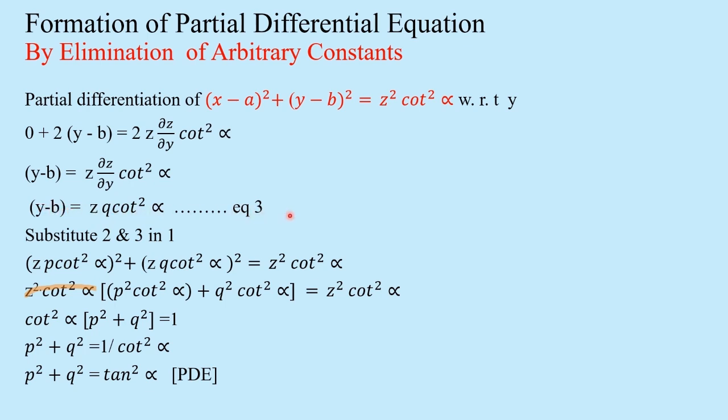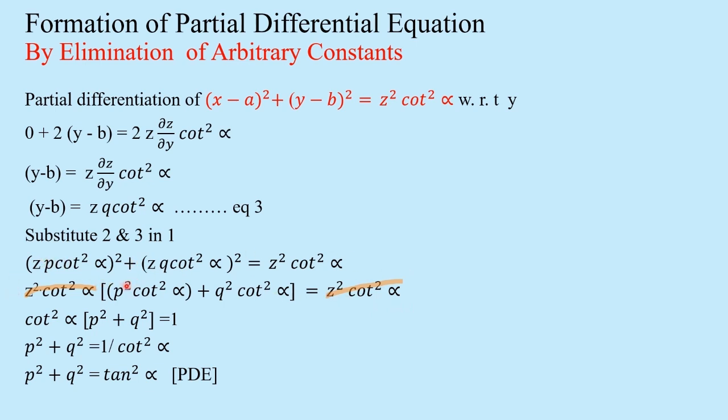This dou z by dou y we can replace by q. Now this equation we will call equation 3. So z square cot square alpha is common, so we'll take z square cot square alpha out. So we'll get p square cot square alpha plus q square cot square alpha is equal to z square cot square alpha. Now this z square cot square alpha and this one get cancelled. Now we are left with this.